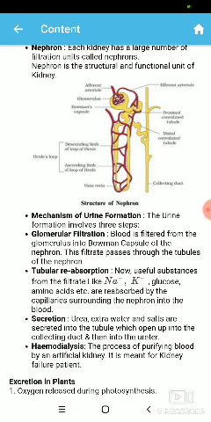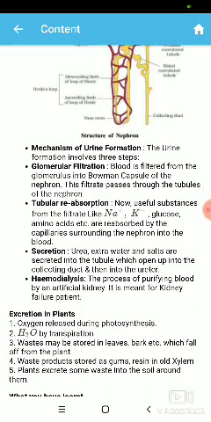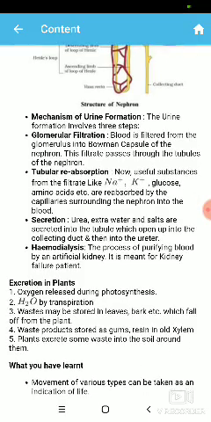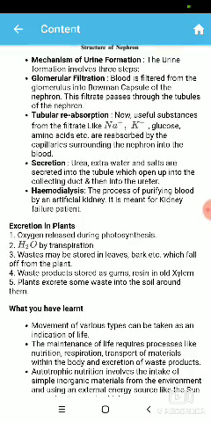Second, tubular reabsorption. Useful substances from the filtrate like sodium, potassium, glucose, amino acids, etc. are reabsorbed by the capillaries surrounding the nephron into the blood. Third, secretion. Urea, extra water and salts are excreted in the tubule, which opens up into the collecting duct and then into the ureter. Hemodialysis is the process of purifying blood by an artificial kidney. It is meant for kidney failure patients.